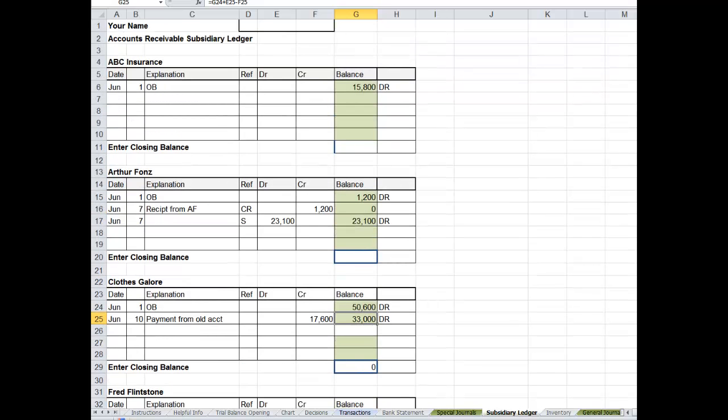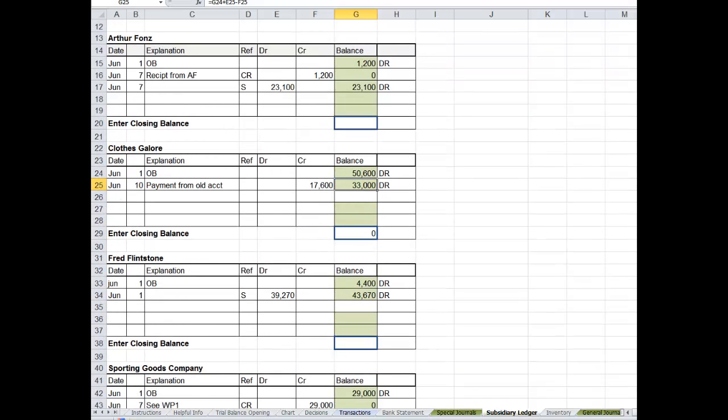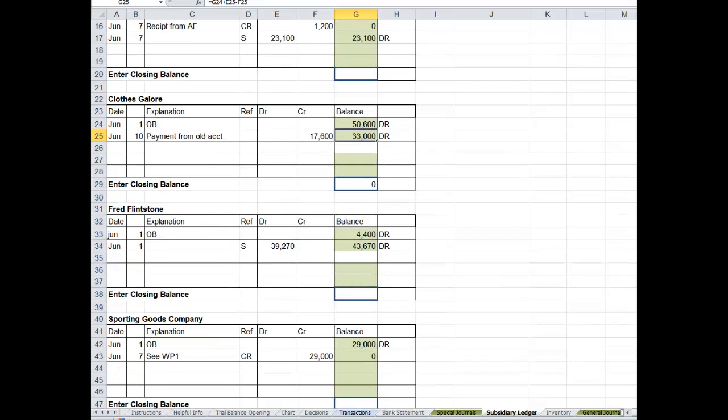Subsidiary ledger. Fred Flintstone owes $43,670. Now, one other thing I've done here, to say this is a bit tricky, there's another transaction in here which I've left out. So maybe I should now put it in, otherwise it will become super tricky. But let's track that through. So Fred made a purchase on the 1st of June of $39,270.